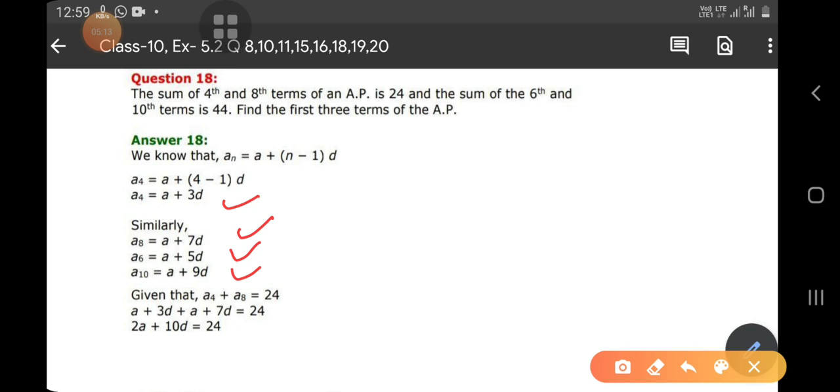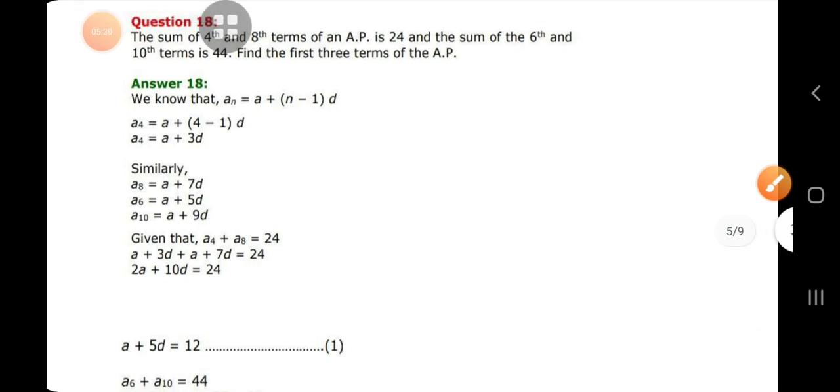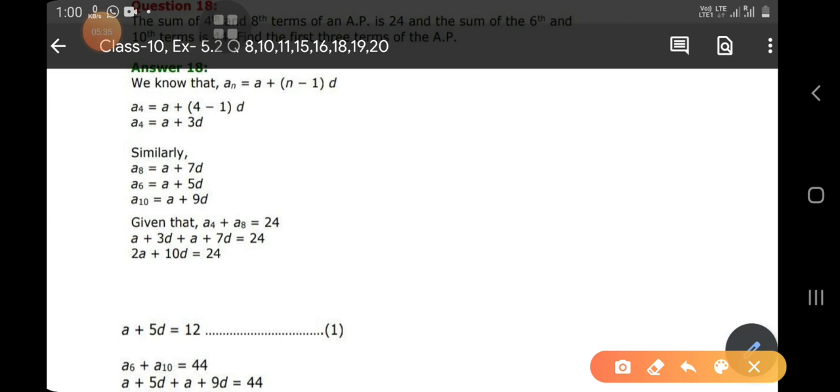Now take the first condition, that is the sum of the 4th and 8th term. That means a4 plus a8 is equal to 24. Look at here, this is the given condition. Now I will put the value of a4 and a8. The value of a4 is a plus 3d, so I have written here a plus 3d, and for a8, that is a plus 7d, that is equal to 24. So a plus a, that means 2a, and 3d plus 7d, that is 10d, is equal to 24.